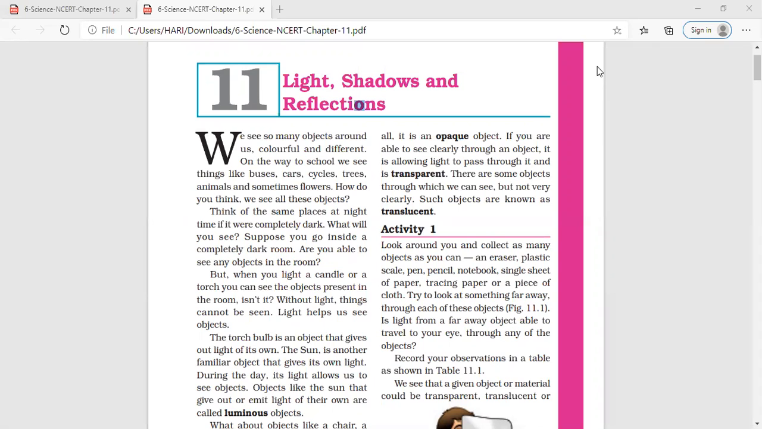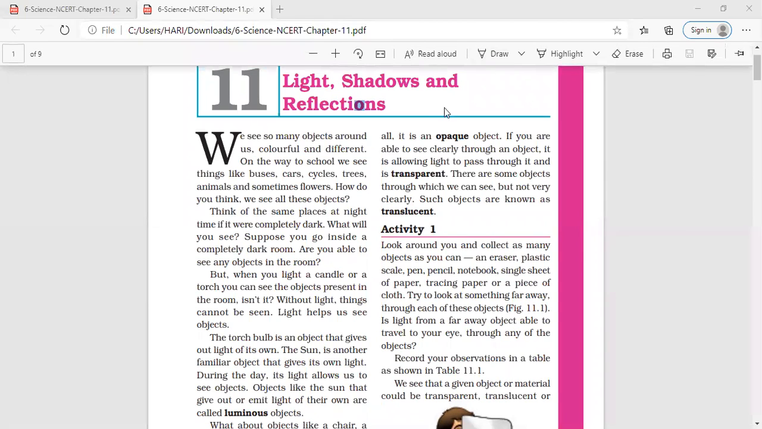Today we are going to start chapter 11, Light, Shadows and Reflections. We see many objects around us, colorful and different. On the way to school, we see things like buses, cars, cycles, trees, animals and sometimes flowers. How do you think we see all these objects?